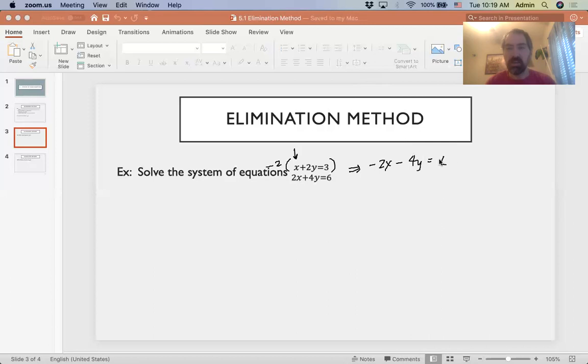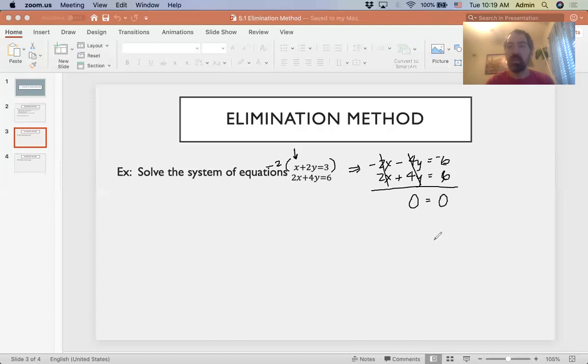The second equation remains the same. So I'll copy that over. 2x plus 4y equals 6. That should be a -6 in the top. All right, so now we add, right? And that should eliminate our x's, right? -2x plus 2x is 0. But in this case, it's also canceling the y's. -4y plus 4y is 0. So we have 0 on the left-hand side since both of the x's and the y's canceled. And on the right-hand side, -6 plus 6 is 0.